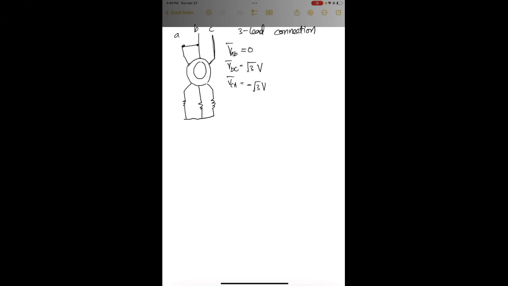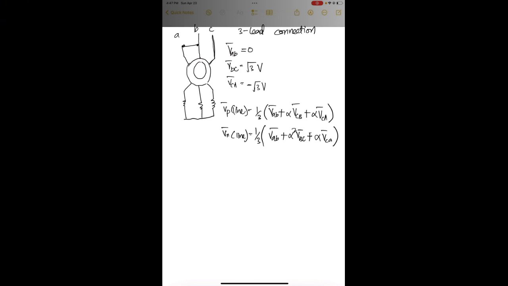For the positive sequence, the line voltage is given by V_P = 1/3 (VAB + α VBC + α² VCA), and the negative sequence line voltage is given by V_N = 1/3 (VAB + α² VBC + α VCA).